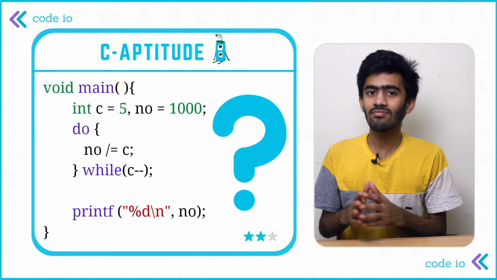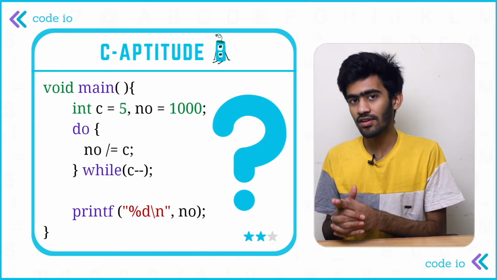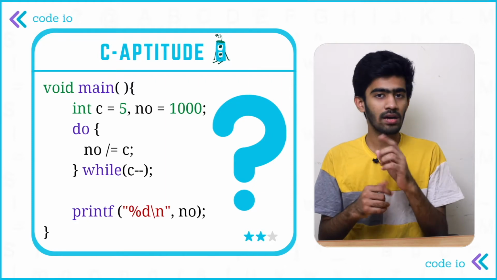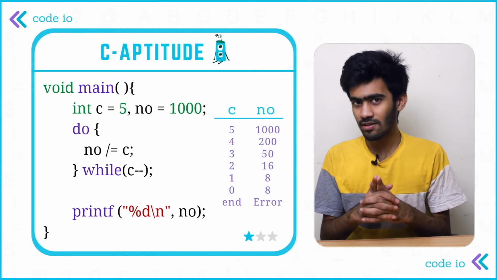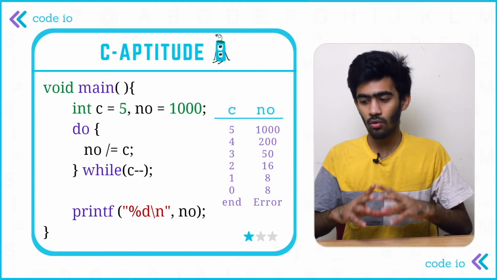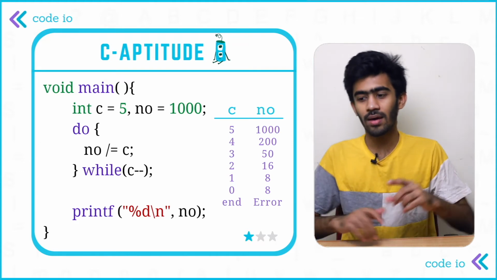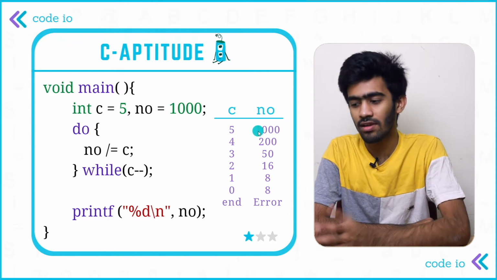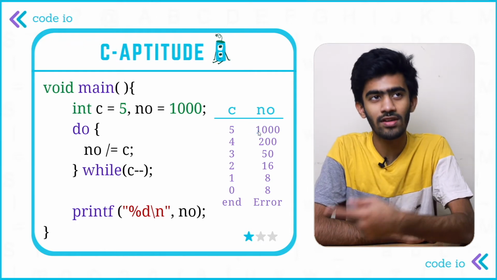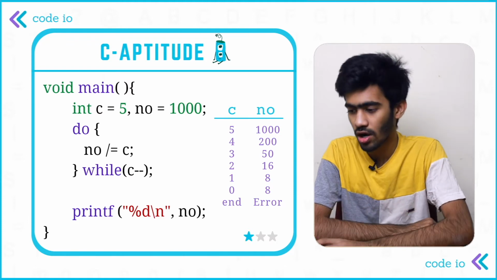So while C minus minus. The value of C is being decremented by 1, right? So this process will be repeated and the value of NO will be printed at the end. So C is equal to 5, NO is equal to 1000. We divided 1000 by 5 and we got 200.